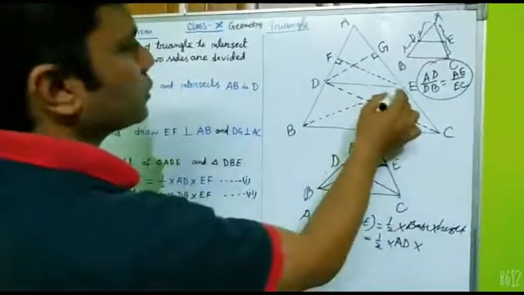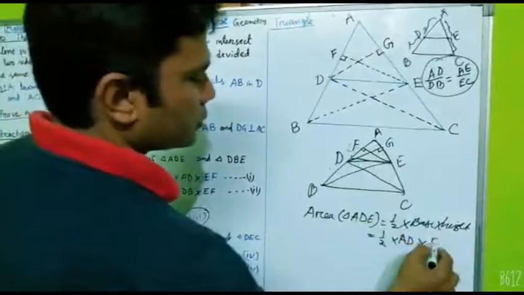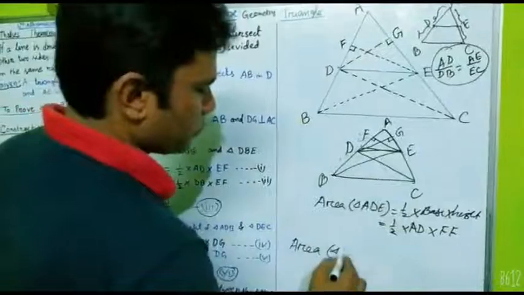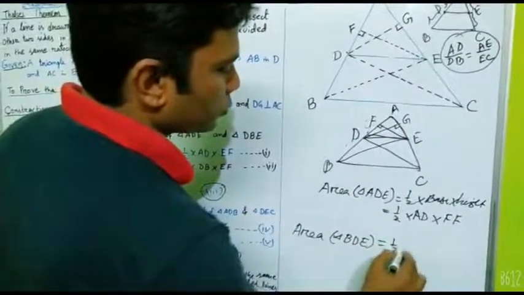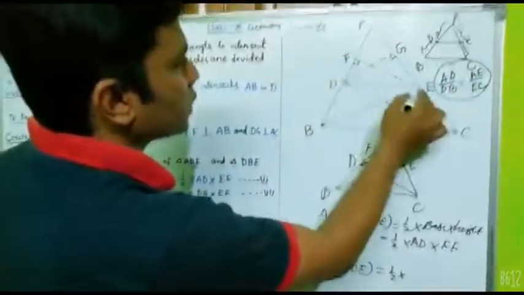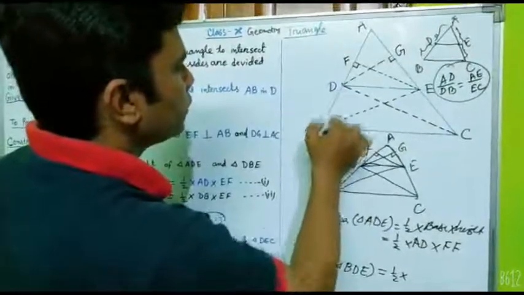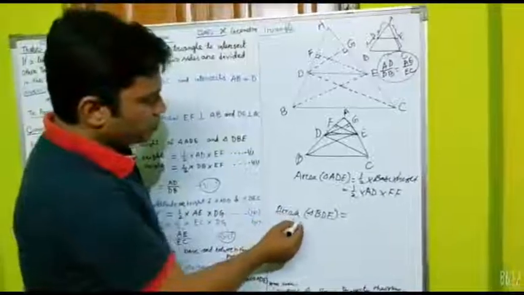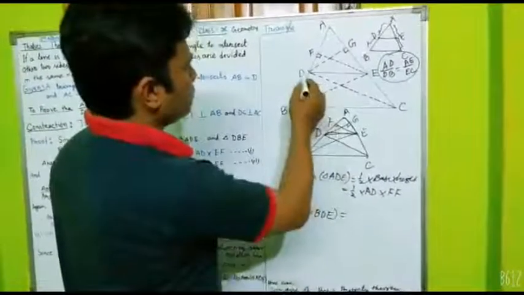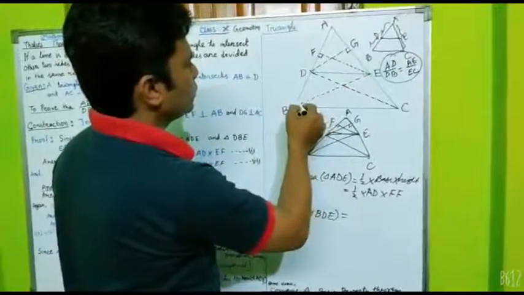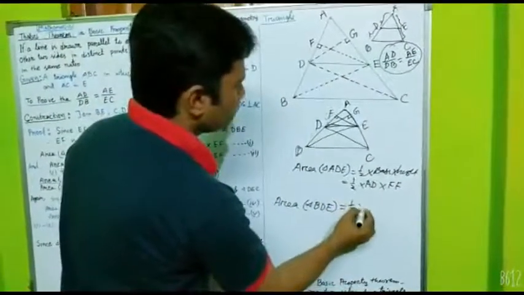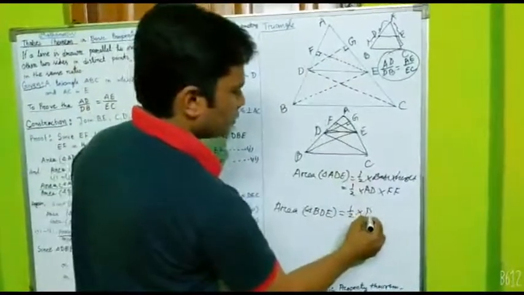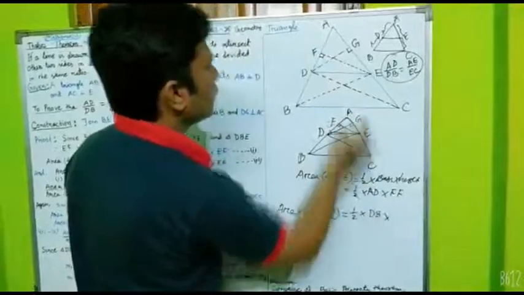Similarly, the area of triangle BDE is equal to half into base into height. Here the base is DB and the height is also EF. So the area of triangle BDE is equal to half into DB into EF.